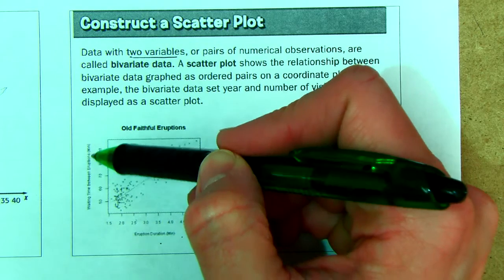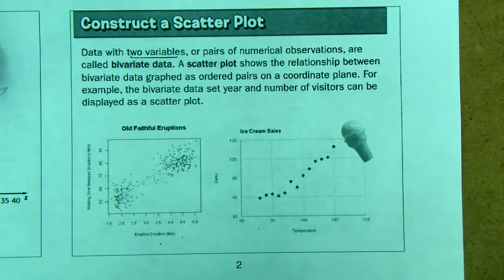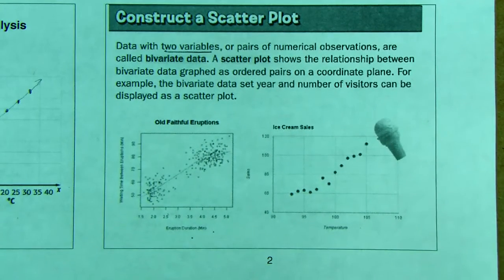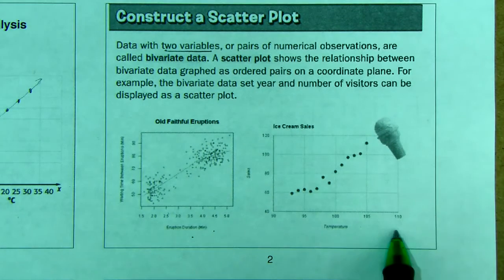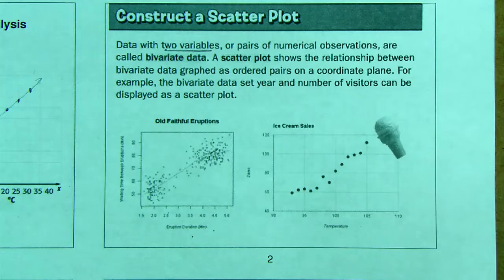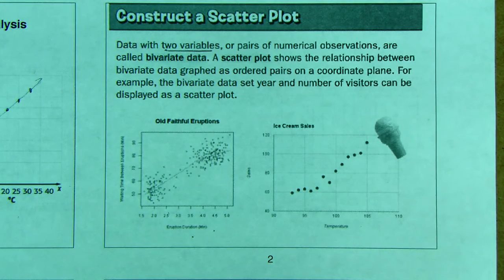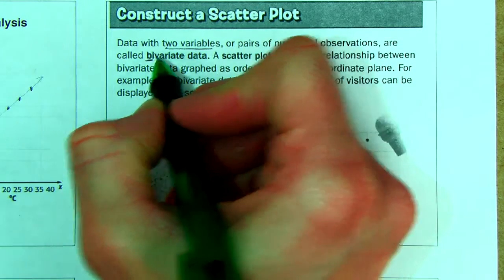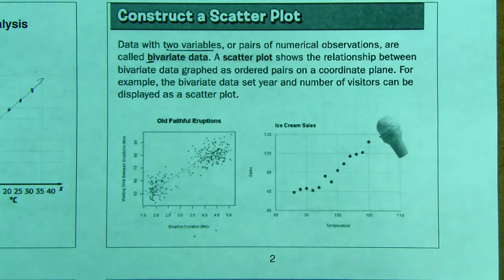Not sure, but there's another one. Ice cream sales. So the temperature outside and the sales. Those are the two things that they plotted. Okay, so bivariate. The prefix bi stands for 2, and you know that. Two variables data. That's why you need an ordered pair, an x and a y, if you will.